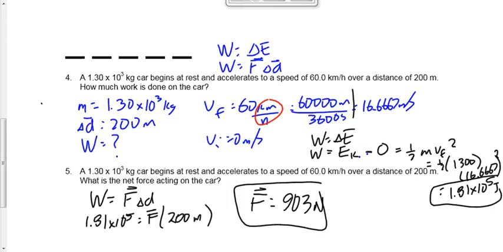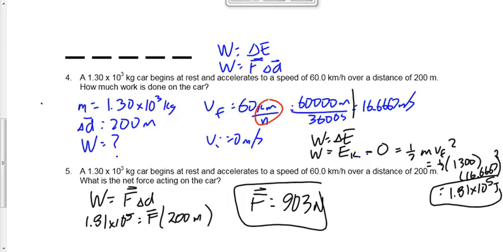For the force? I got 903, but it could be a rounding issue there. Anybody else get 905? 903? So it might have been you that had the rounding issue there. Take a peek at it, and then if you can't get 903, just let me know and I'll help you out with it. Okay?